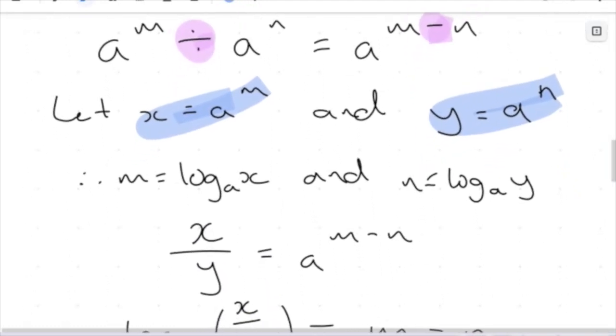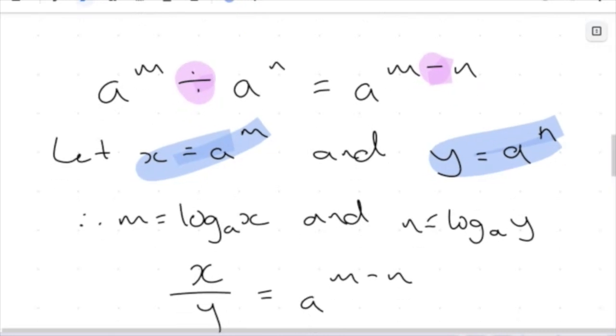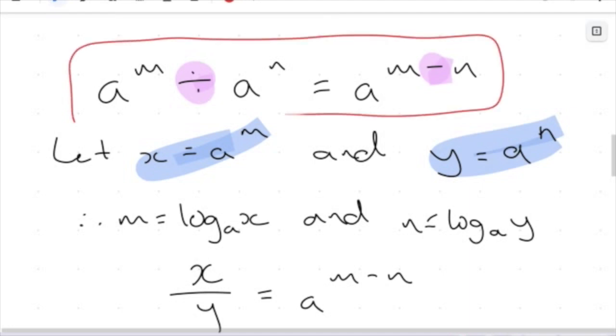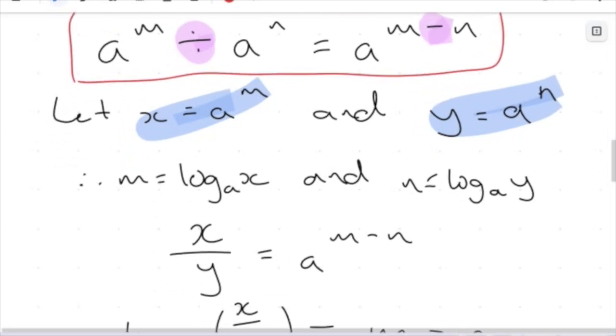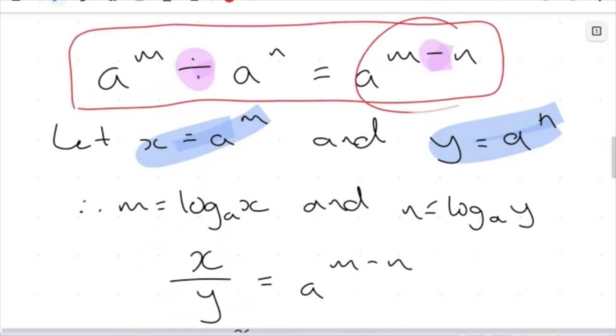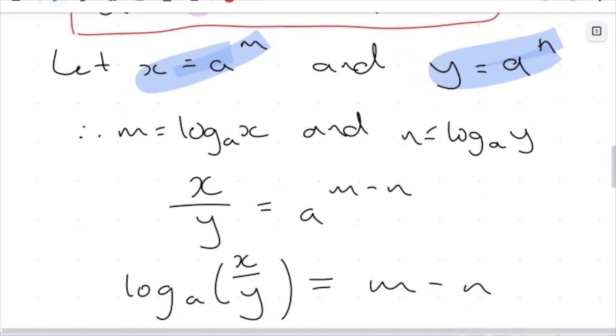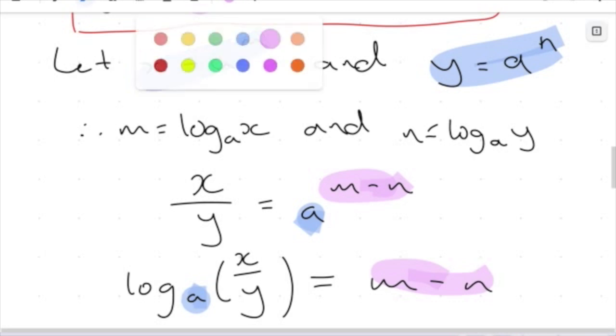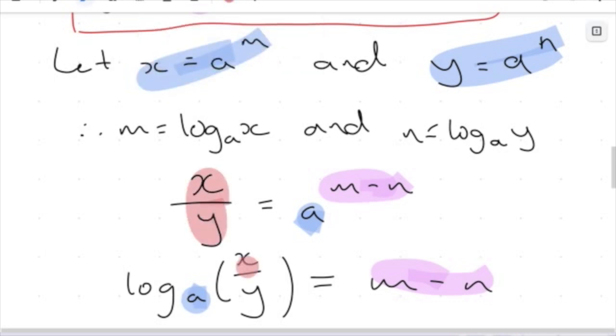Now I've just rewritten my expression up here, a to the power of m divided by a to the power of n. I've just replaced a to the power of m and a to the power of n with x divided by y, respectively. And that equals my right-hand side up here. Now, doing that, I can rearrange this to write it in log form. So my base a goes down here, my power, m minus n, goes over here, and my left-hand side, my answer, x over y, goes here.